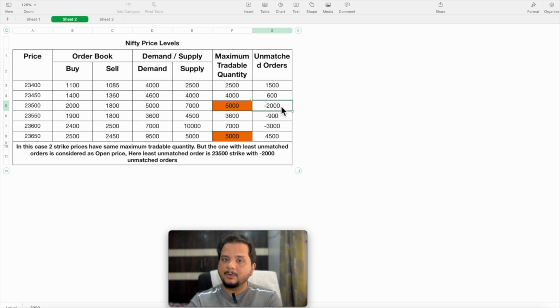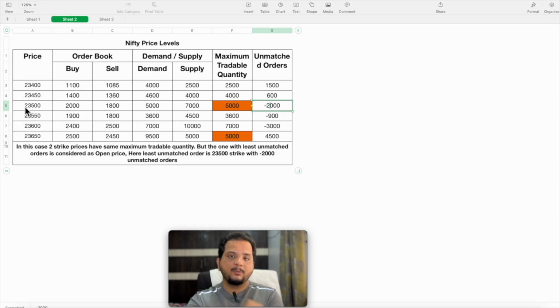So what is the least number of unmatched orders? Between 4,500 and 2,000, 2,000 is the least unmatched order. And what is the strike price for 2,000? 23,500. So 23,500 becomes the opening price. So this is how it is determined when both maximum traded quantities are the same.